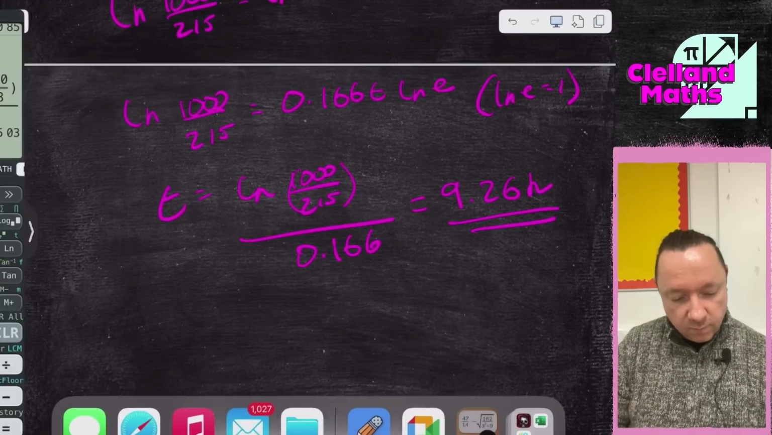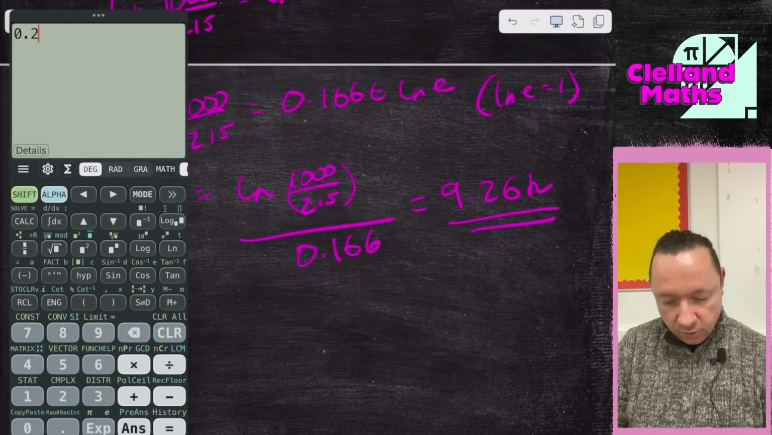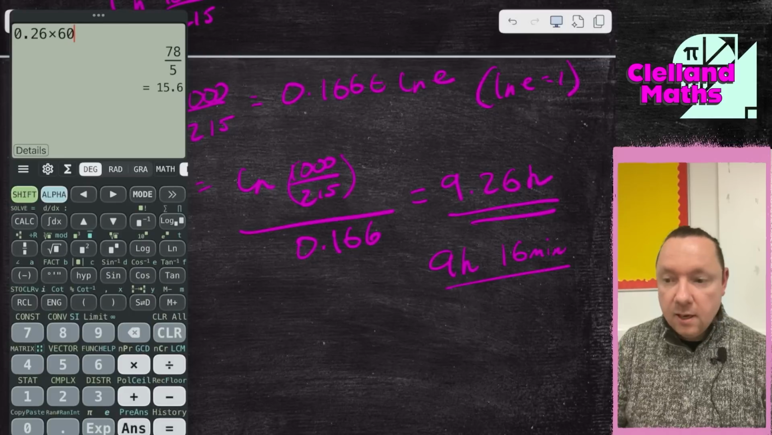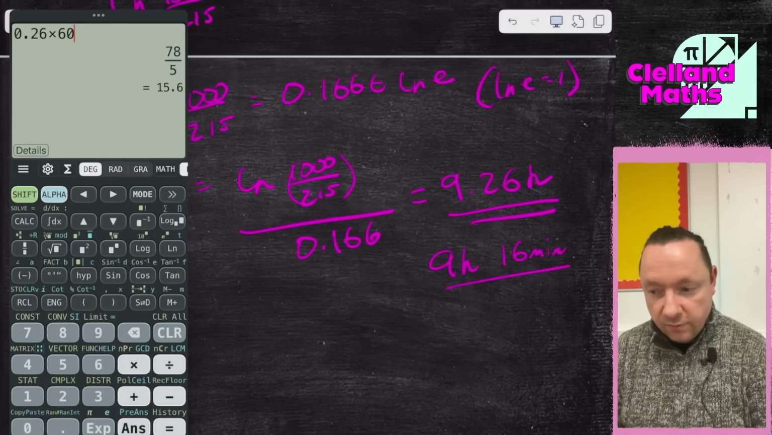It doesn't ask me for hours and minutes or anything, so I'm quite happy with 9.26 hours. But if you did want it in hours and minutes, just to be complete, 0.26 times 60 minutes, so about 9 hours and 15.6 or 16 minutes, say. But I think you'll be fine with 9.26 hours for this question.